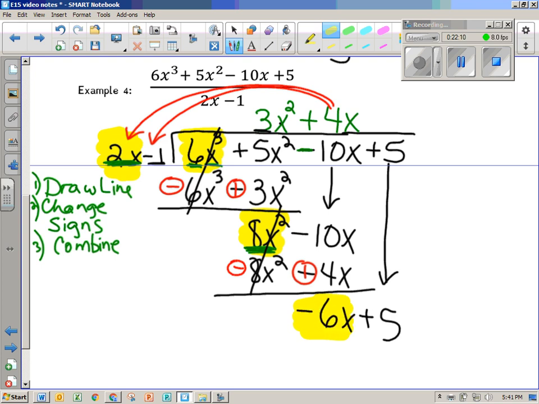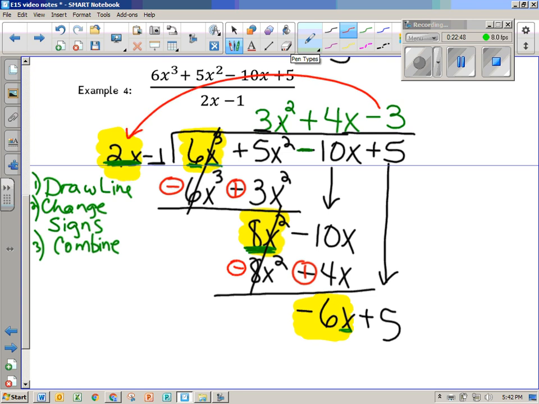So it was first into first, 2x into 6x cubed, 2x into 8x squared. Now it's 2x into negative 6x. Well, what do you have to multiply by 2 to get negative 6? You need a negative 3. The x is already here and here, so you don't need an x, you just need a negative 3. So now we're going to multiply, get rid of this red, and we'll put new red up here. Now we're multiplying the negative 3 times 2x and negative 3 times negative 1.